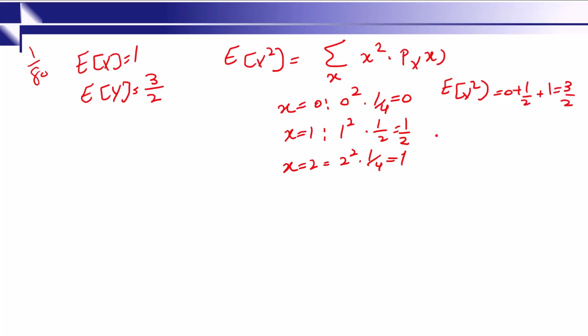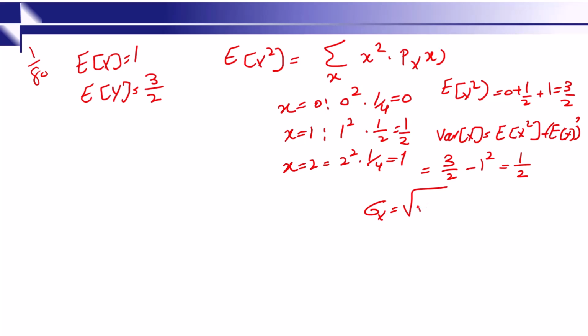And we can calculate the variance of x. Variance of x equals E of x squared minus E of x, all squared. Here we found 3/2 minus 1 squared, which is equal to 1/2. So sigma of x equals the square root of the variance of x, which is equal to the square root of 1/2, that is root 2 over 2. We can do the same thing for y here.